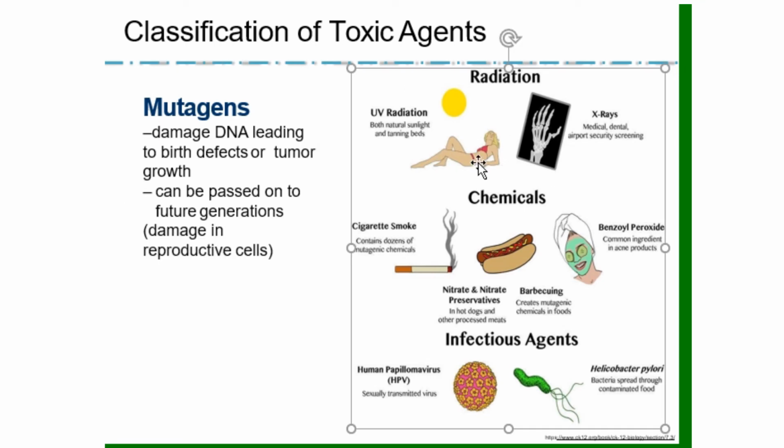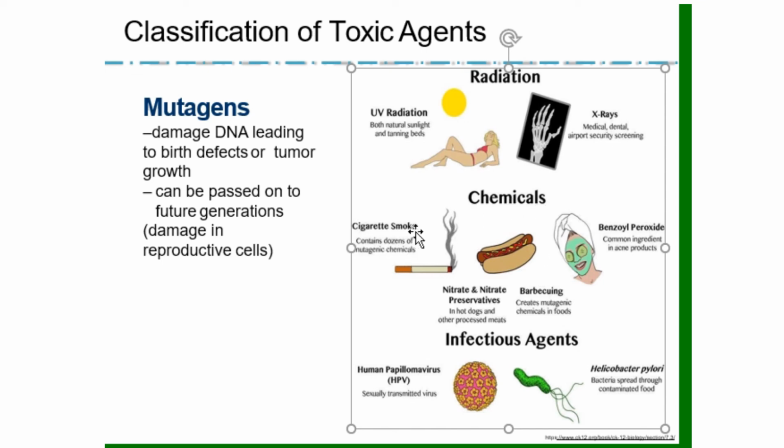So, these are the examples of mutagens. We have radiation, we have chemicals, and infectious agents. For radiation, we have the UV radiation, so both natural sunlight and tanning beds. For X-rays, we also have medical, dental, and airport security screening. So, meron din if you will, the entry of Davao City, so in Toril and in Lasang, meron yun siyang mga screening areas. So, of course, it emits X-rays, which is not good if you were exposed to that for a long duration of time.